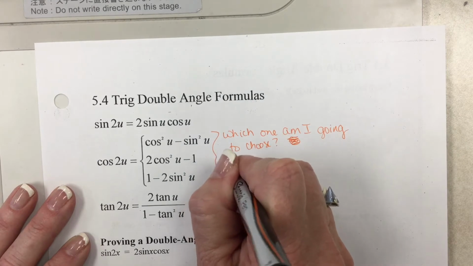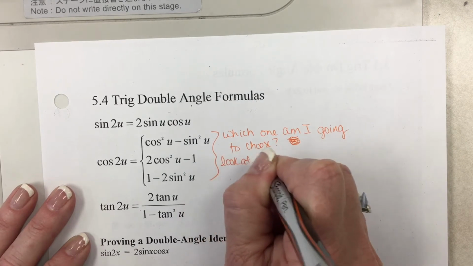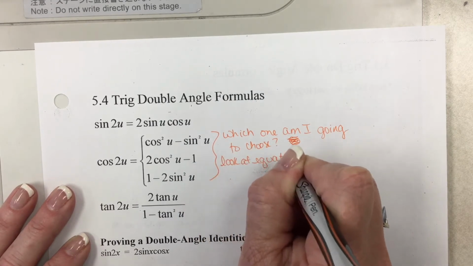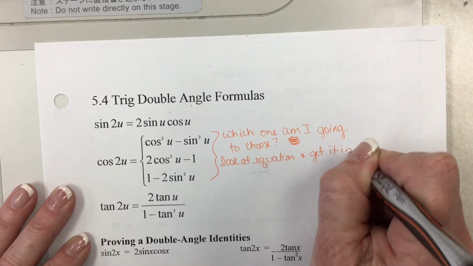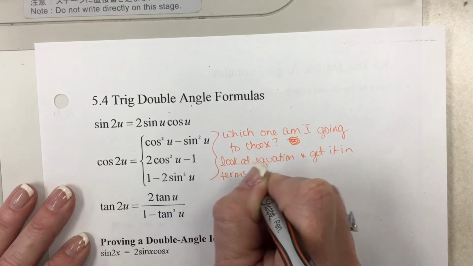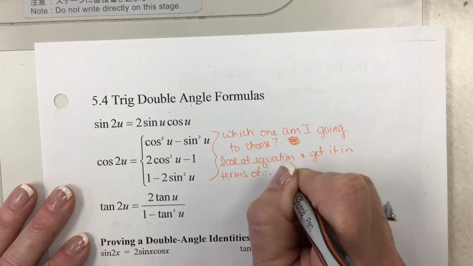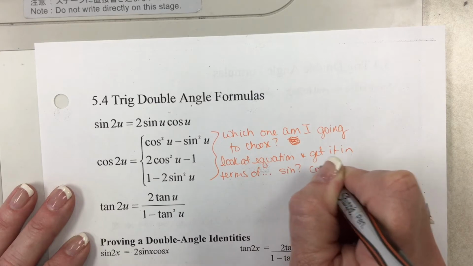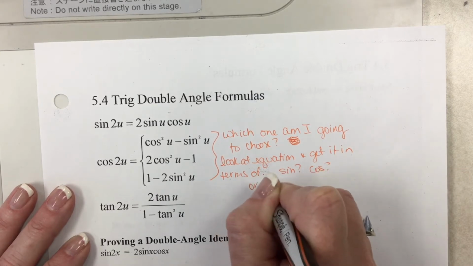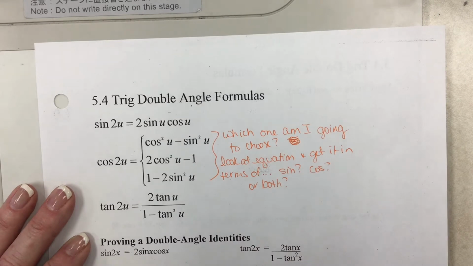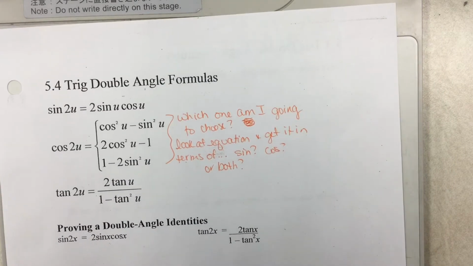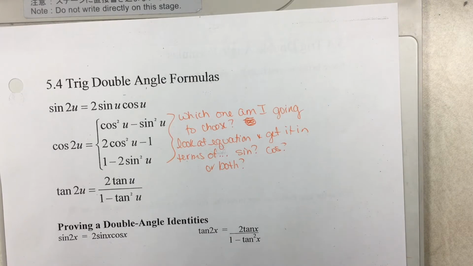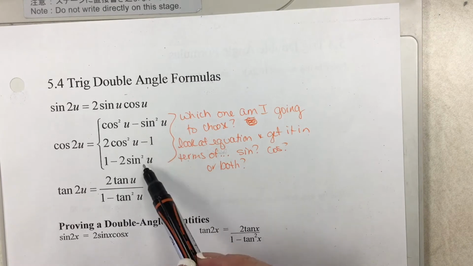So what you'll do is look at the equation and get it in terms of sine, cosine, or both. That's the question we want to ask. Am I going to get it in terms of sine? Am I going to get it in terms of cosine? Or am I going to get it in terms of both? That will determine which of these equations we'll use.